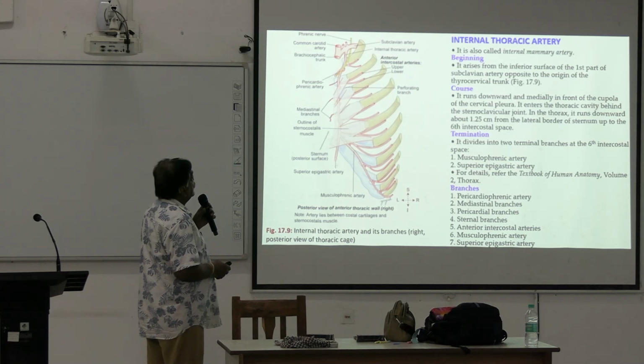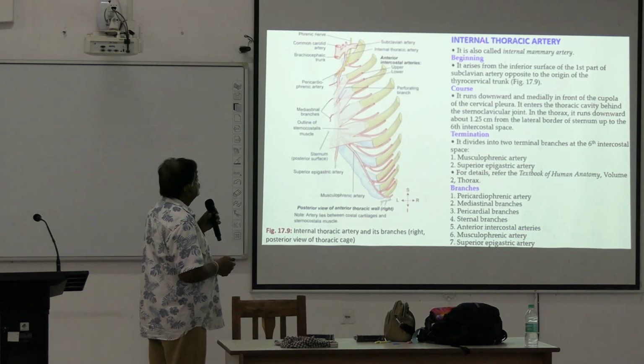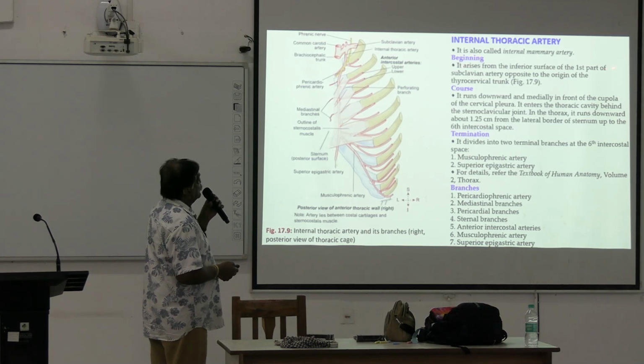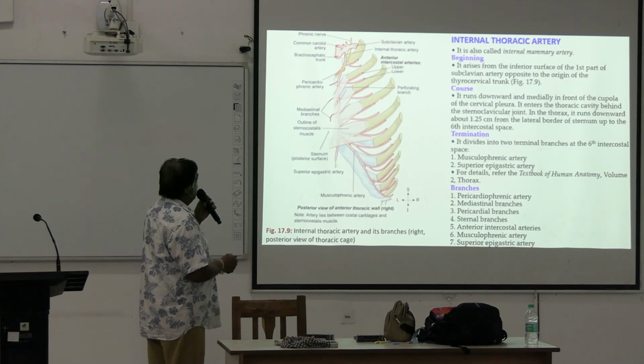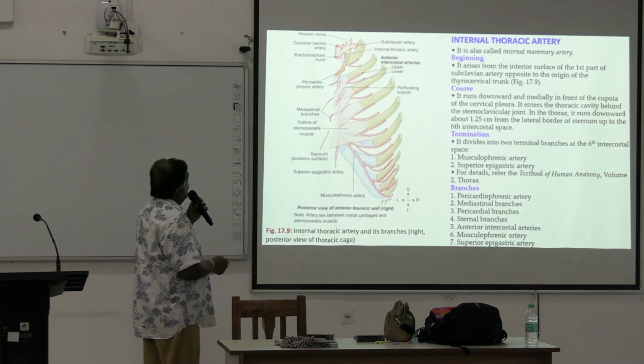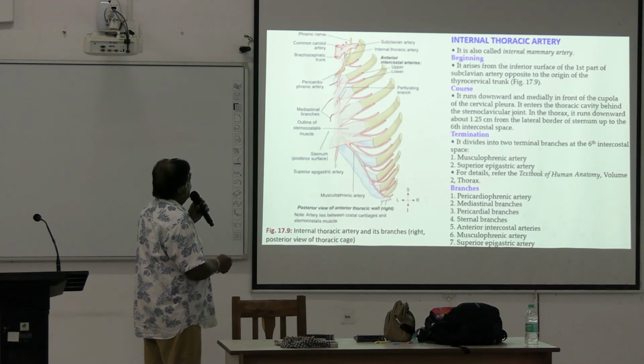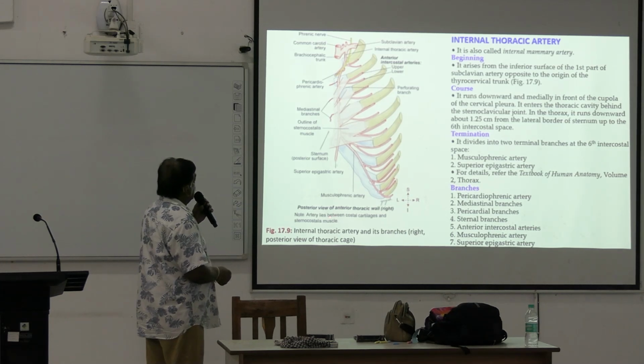Now, internal thoracic artery. It is also called internal mammary artery. Beginning, it arises from the inferior surface of the first part of the subclavian artery, opposite the origin of the thyrocervical trunk. Now, from this region, it goes down. This you read in thorax, and this is the muscle, this is the intercostal spaces, this blood vessel. That is the posterior view of the anterior thoracic wall. The artery lies between costal cartilages and transversus thoracis muscle.